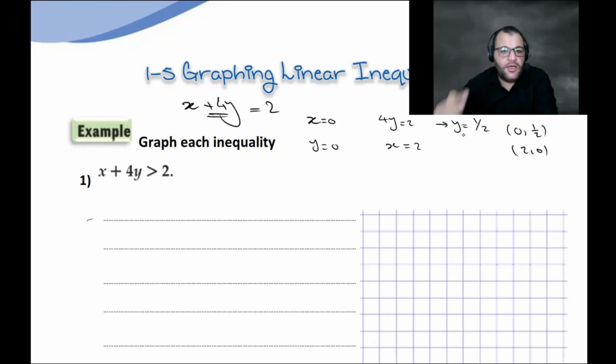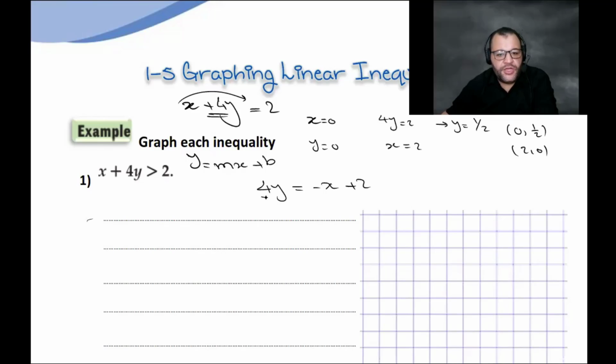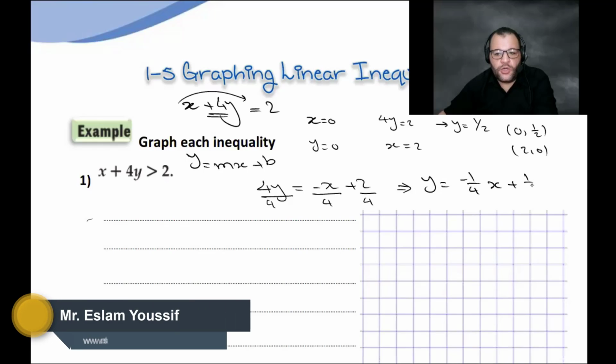The other way, can we graph by using the slope-intercept form? How can we do it this way? Write the equation in the form y equals mx plus b. Shifting x to the other side, it will be 4y equals negative x plus 2. Then divide all of the equation by 4. I'm just revising how we can represent the equation graphically. So y equals negative 1 over 4x plus 1 over 2.